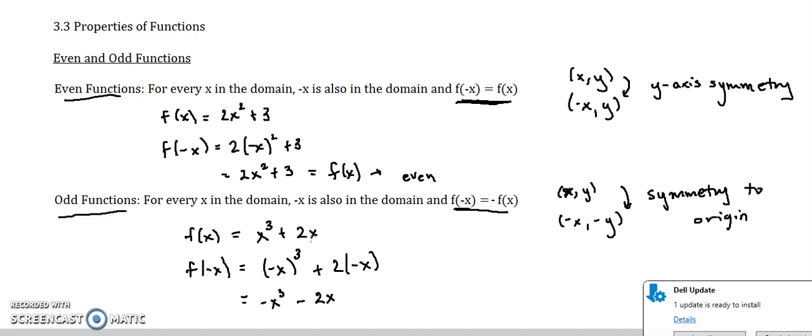So is that the same as what we started with? No, it's not. So it's not even, but is it negative of what we started with? Well, let's try to factor a negative out and see what happens. Remember, if we factor a negative out, that's going to change all of the signs. Yes, that is what we started with. So we have negative of what we started with, which is what we're looking for right here, negative of what we started with. And so this is an odd function.